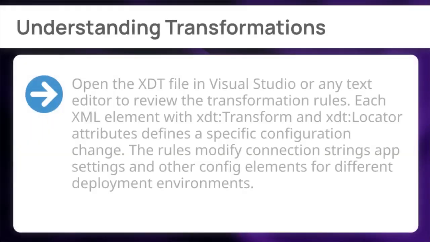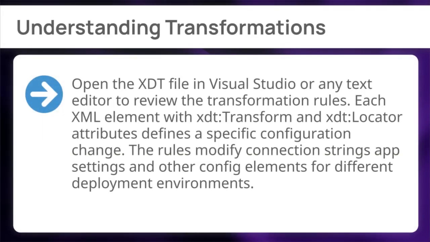First, understanding transformations. Open the XDT file in Visual Studio or any text editor to review the transformation rules. Each XML element with xdt:Transform and xdt:Locator attributes defines a specific configuration change. The rules modify connection strings, app settings, and other config elements for different deployment environments.